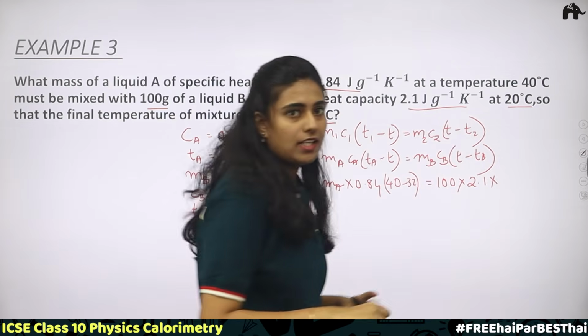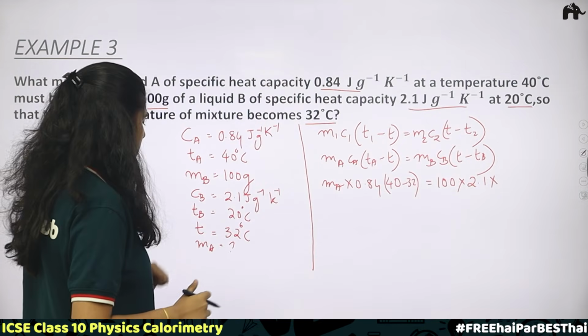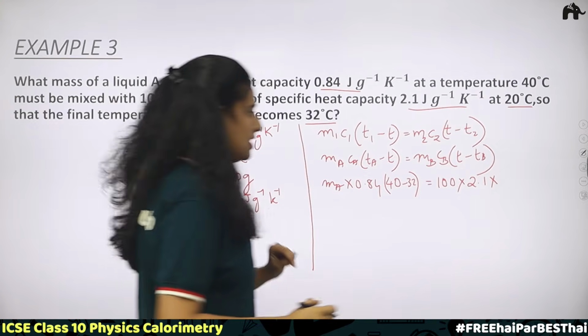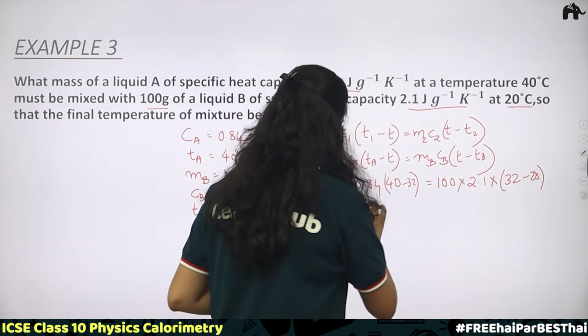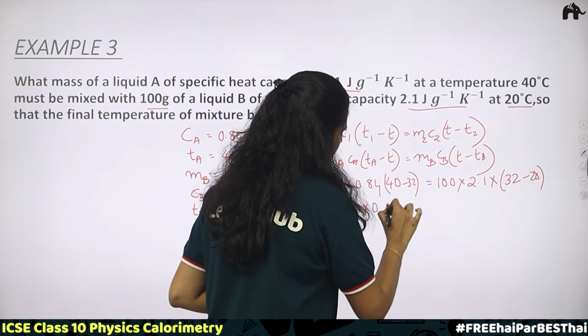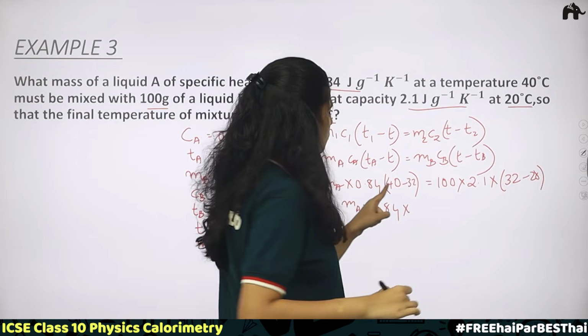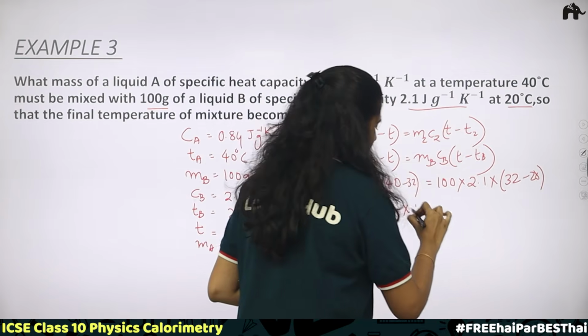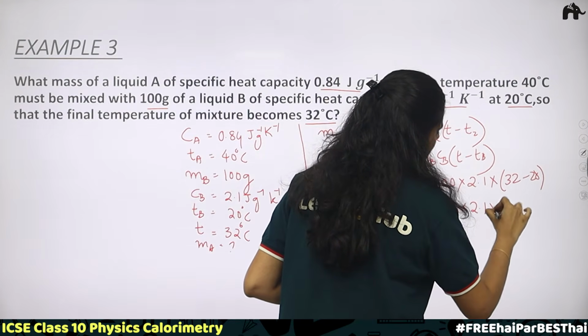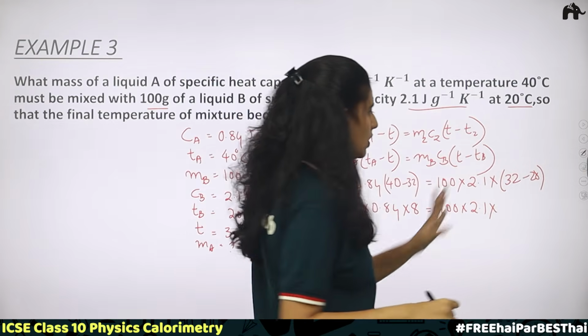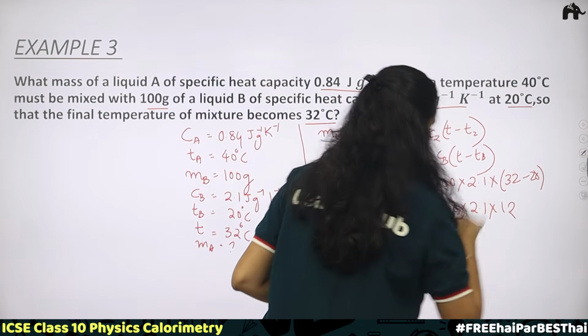2.1 into T minus TB. Here T is 32 degrees Celsius. TB is 20 degrees Celsius. 32 minus 20. That is MA into 0.84 into 40 minus 32, which is 8, equal to 100 into 2.1 into 32 minus 20, which is equal to 12.